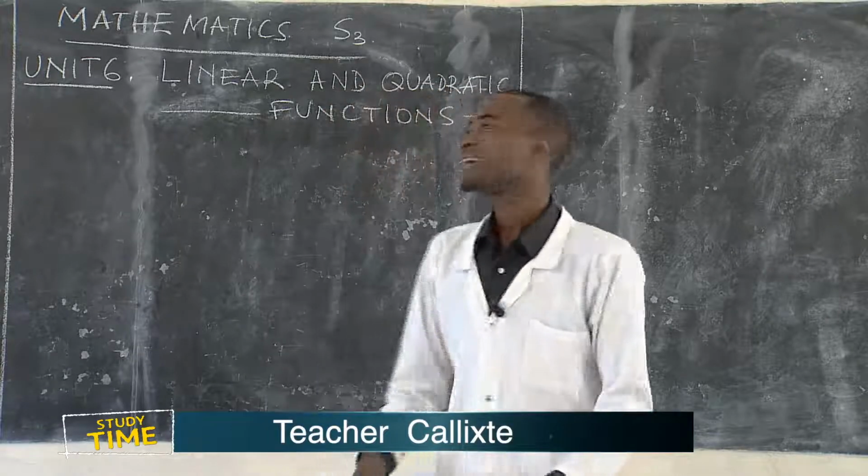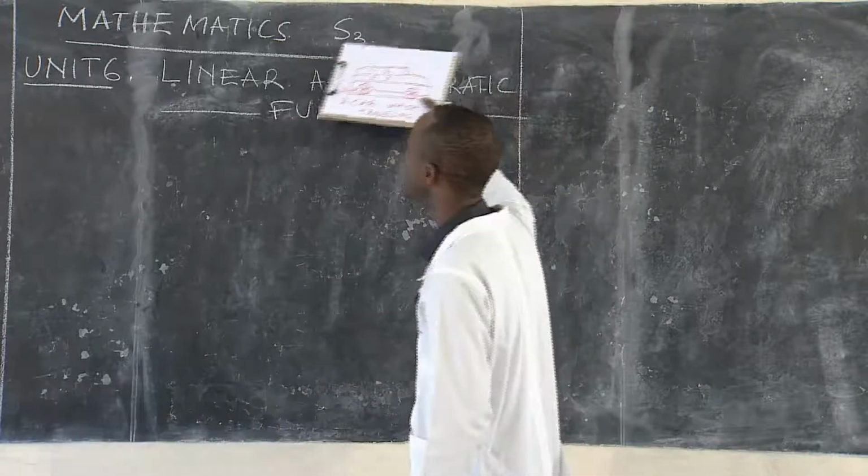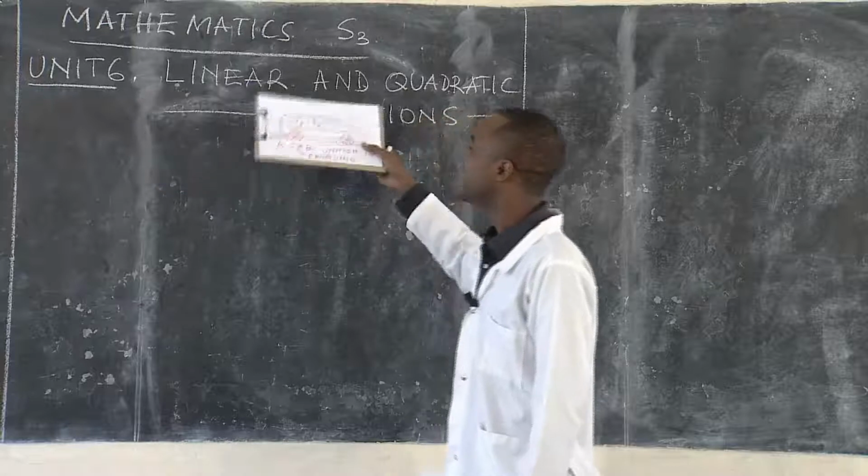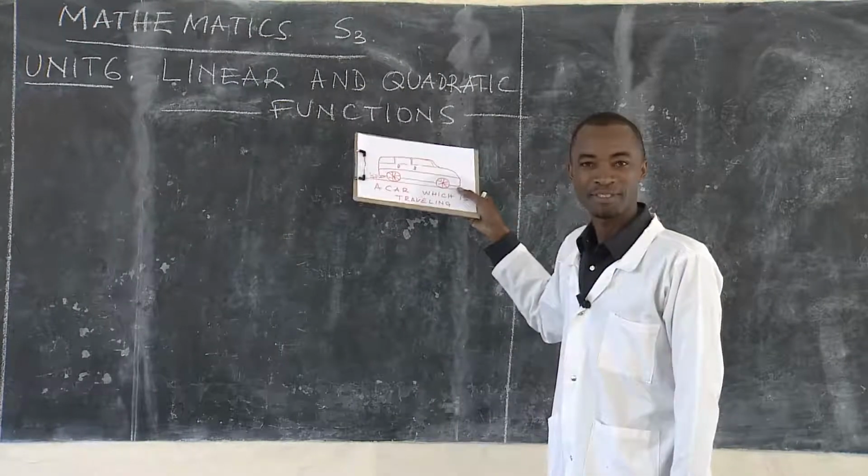The lesson of today is about mathematics for Senior 3 on unit number 6, linear and quadratic functions.